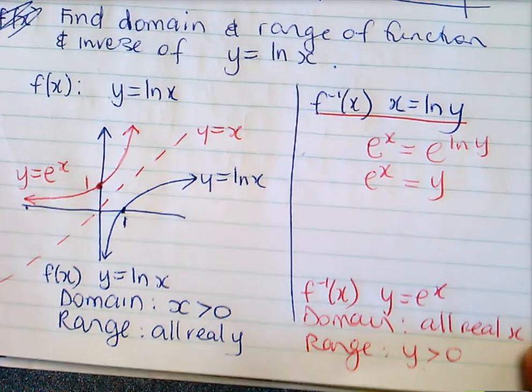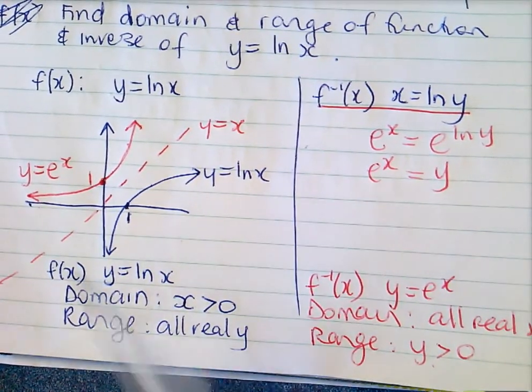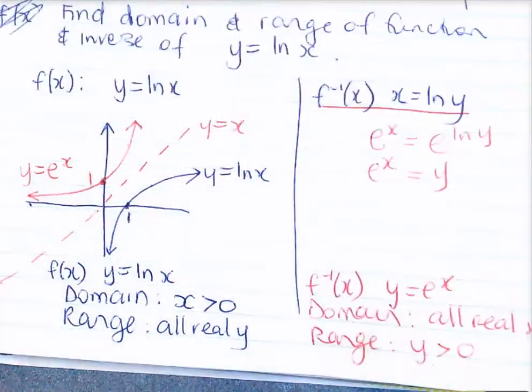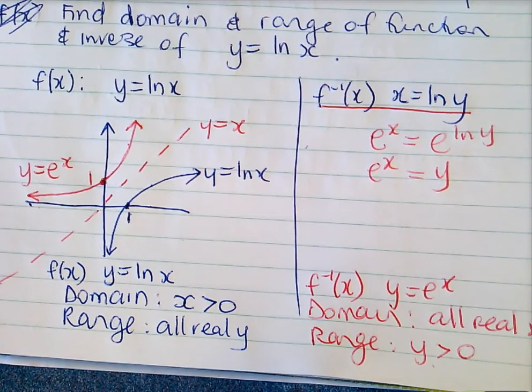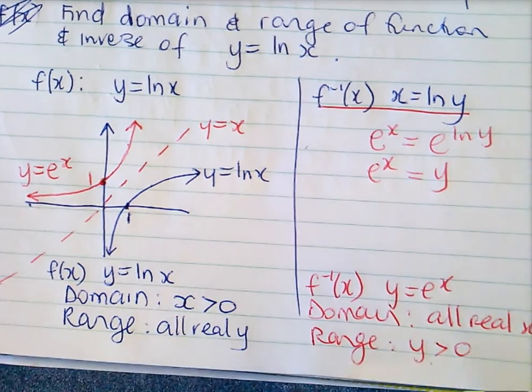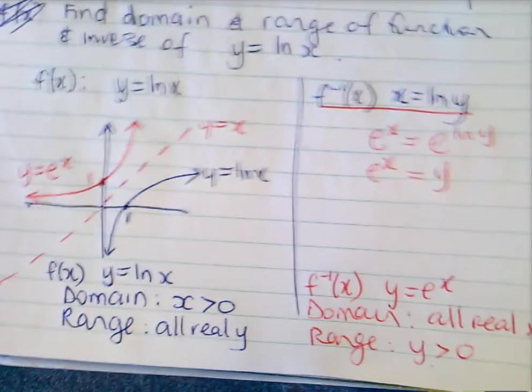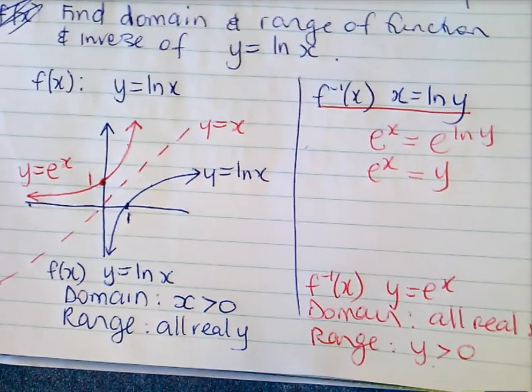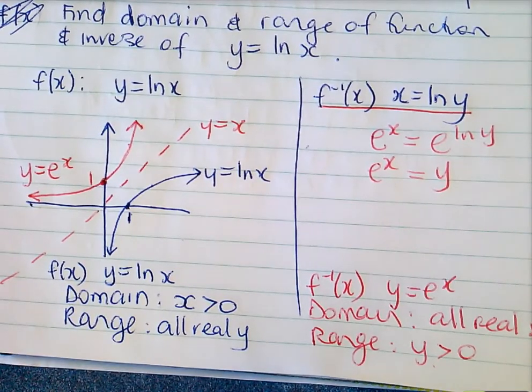So let's have a look at the graph. Is that true? The domain is all real x, and the range is y greater than 0 for the red inverse graph. All right? But from now on, you won't need to do that. But you should know that y equals ln x and y equals e to the x are inverse functions of each other. Yes, I've done the original function in blue.